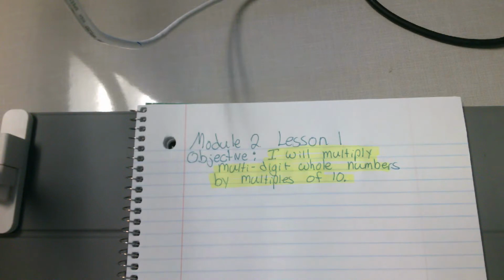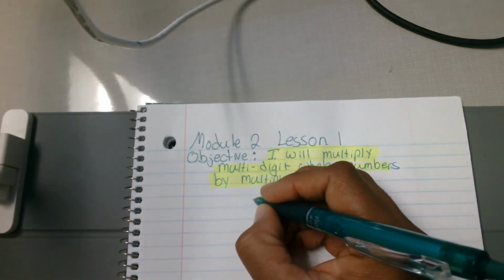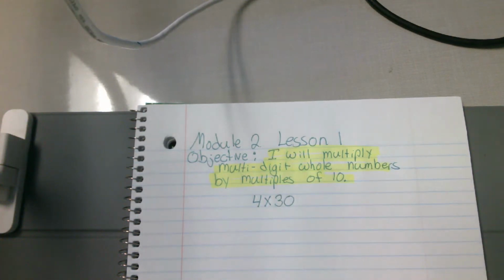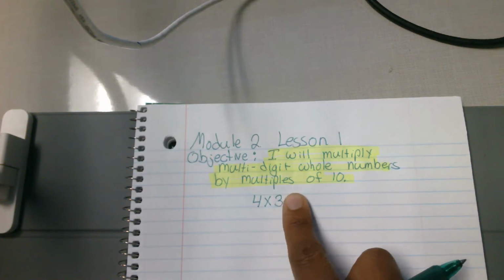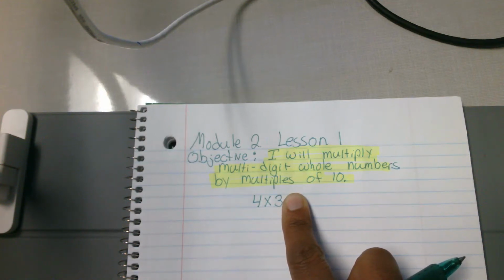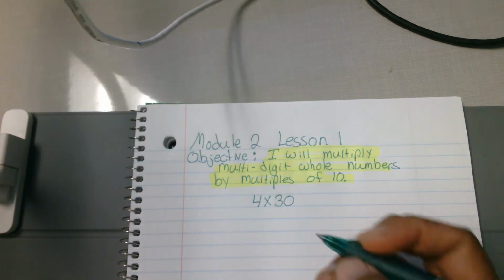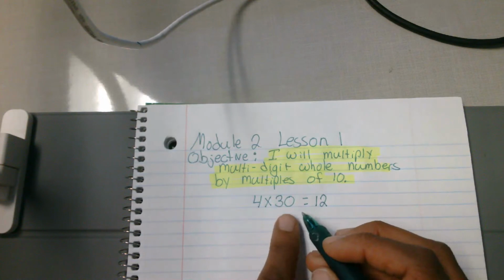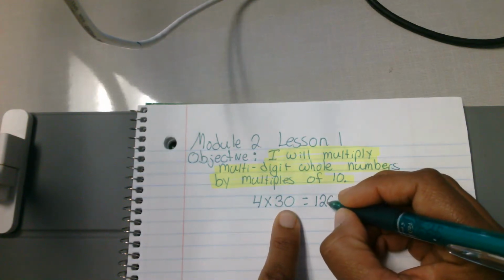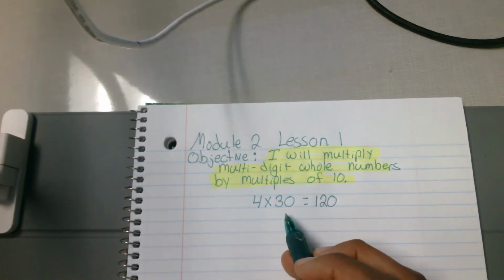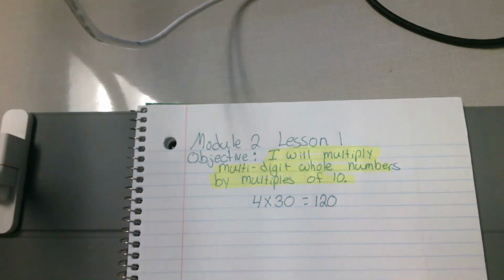So we're going to start off with some simple ones and then we'll move on. So if you write the number 4 times 30, what we're going to do is ignore our 0 for right now. And we're just going to think, what is 4 times 3? I can count by 4s and I could count by 3s. And 4 times 3 is 12. So I'm going to put 12. And then remember, because we are multiplying by a 10, I have to remember to add my 0 back in over here at the end. So remember, this is 4 times 3 tens. Well, that would be then 12 tens or 120 when we think about it that way.